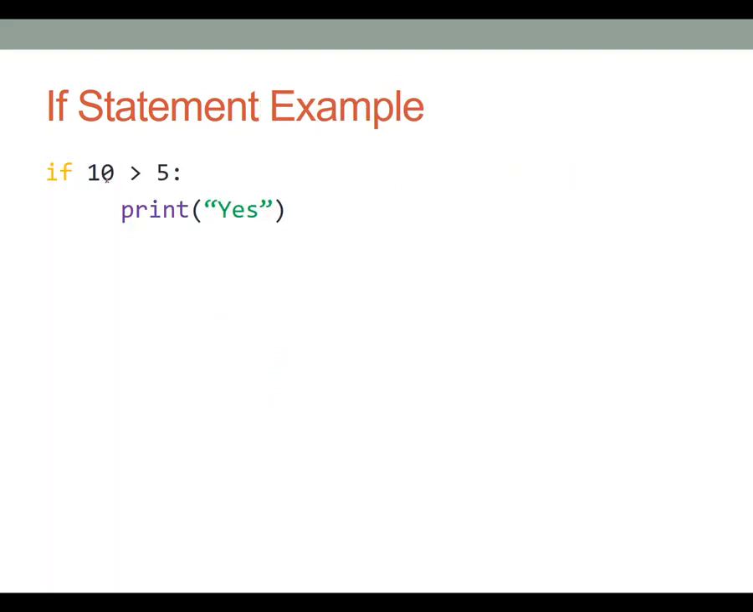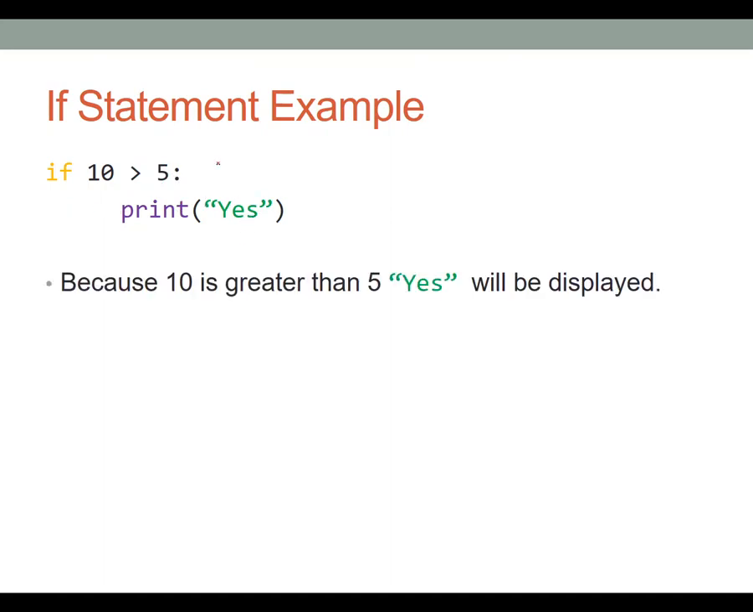For this one, it's a stupid program, you would never do this in real life, but it's just to get used to it. If the number 10 is greater than the number 5, and there's a little indented bit here, print yes. So this means if the number 10 is greater than the number 5, which it is, run the indented bit of code, only the indented bit. That's why it's indented anyway, so it will just print out the word yes. Like I said, because 10 is greater than 5, yes will be displayed.